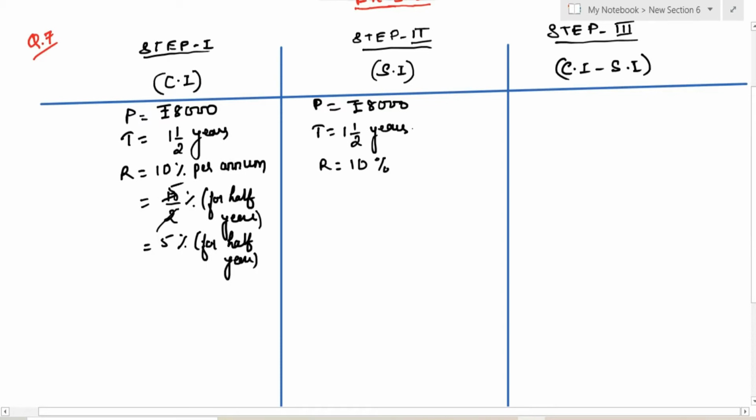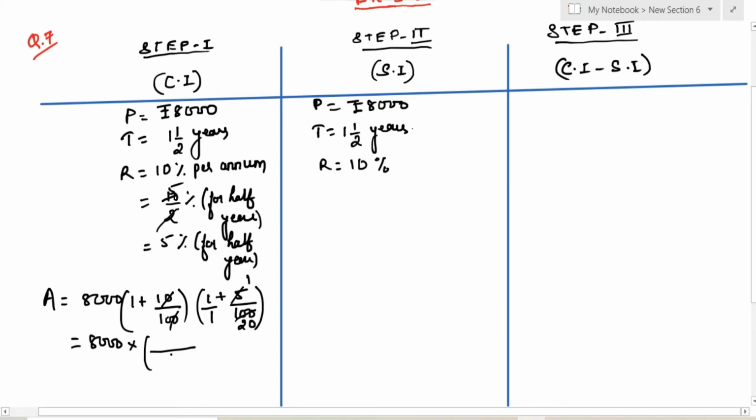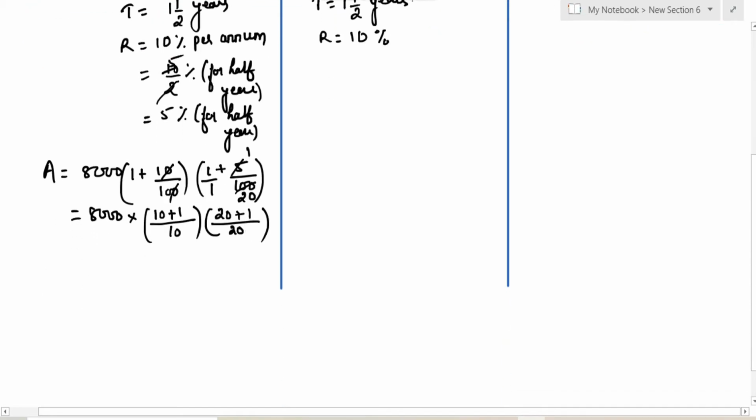So now we will apply the formula of amount, that is amount equals principal into 1 plus rate by 100. This is for one full year, and for the rest of the half year the rate percent will become 5%. So now here 0 0 will get cancelled, and we know that 5 ones are 5, 5 twos are 10. So it will become 8000 into 10 plus 1 upon 10, into 20 plus 1 upon 20. Now let us solve further, that is amount equals 8000 into 11 upon 10 into 21 upon 20.